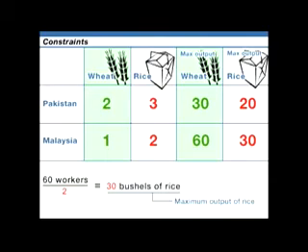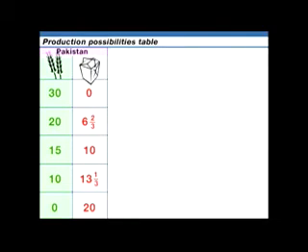Likewise, if those 60 workers go into the production of rice instead, 60 workers divided by 2 workers per bushel of rice gives you a maximum rice output possible of 30 bushels. Notice that because Malaysia has lower unit labor requirements, Malaysia can make more output with its 60 workers than Pakistan can. Now, given these numbers, we can write out a table of the production possibilities for Pakistan and for Malaysia.